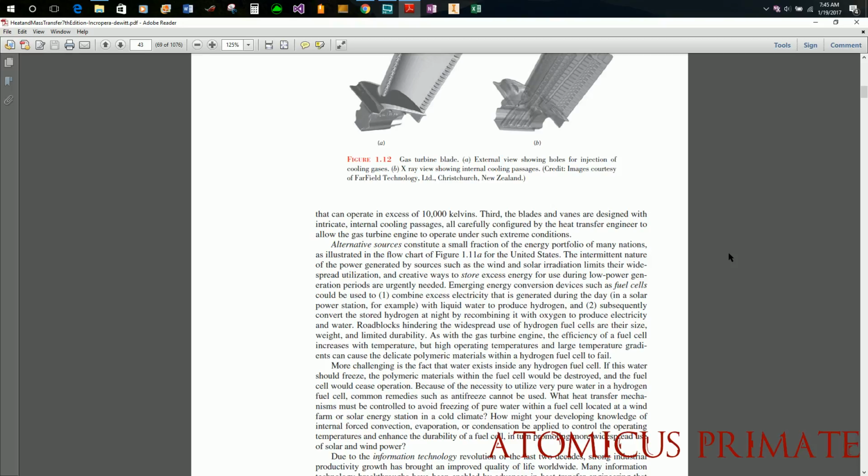Emerging energy conversion devices such as fuel cells could be used to 1. Combine excess electricity that is generated during the day in a solar power station, for example, with liquid water to produce hydrogen, and 2.